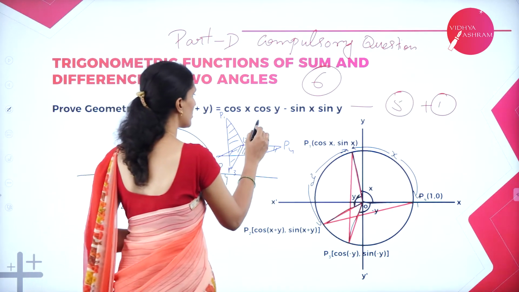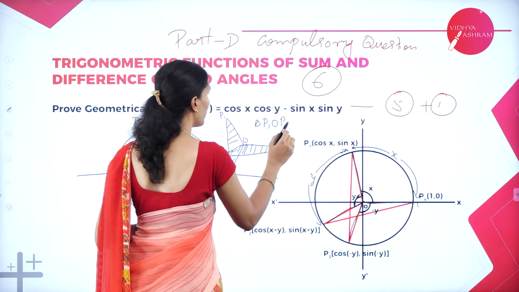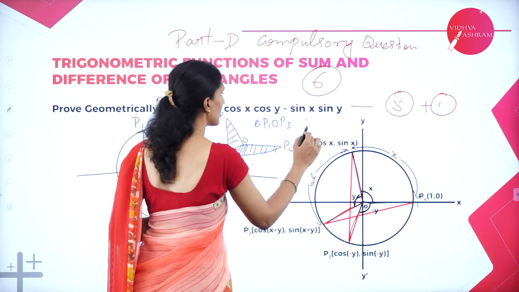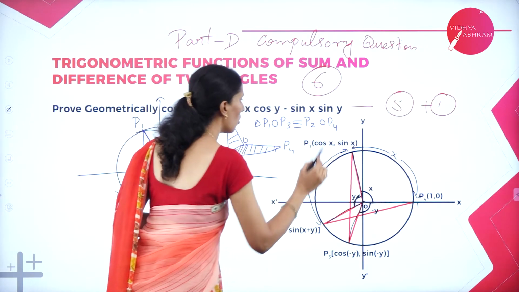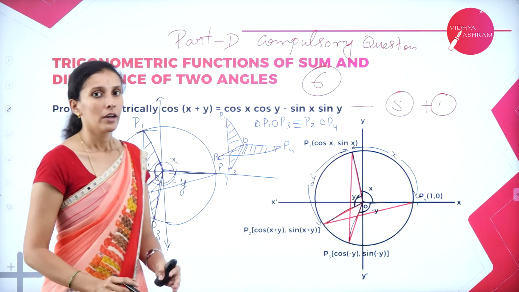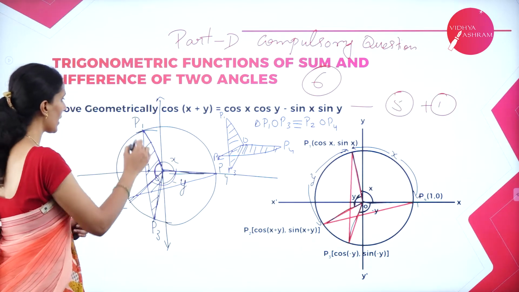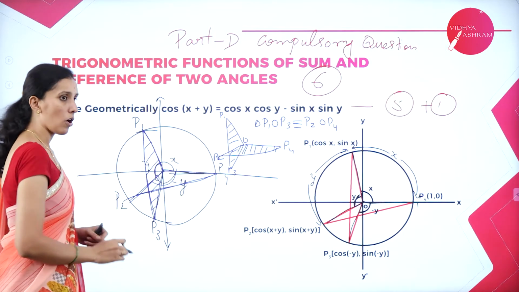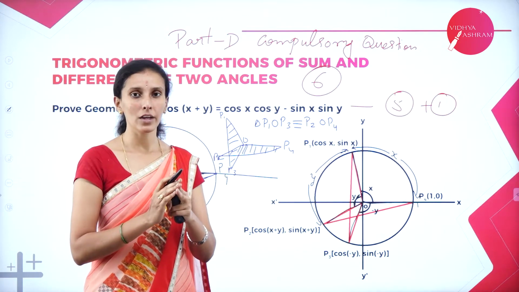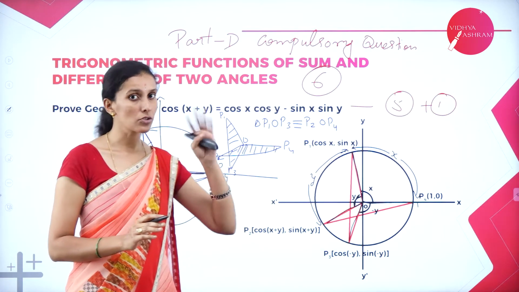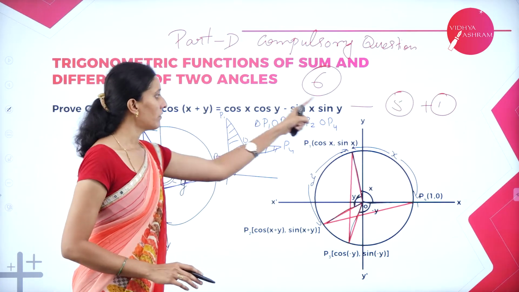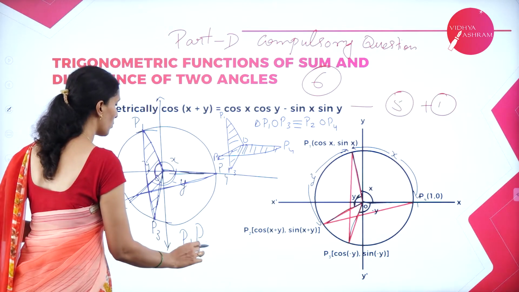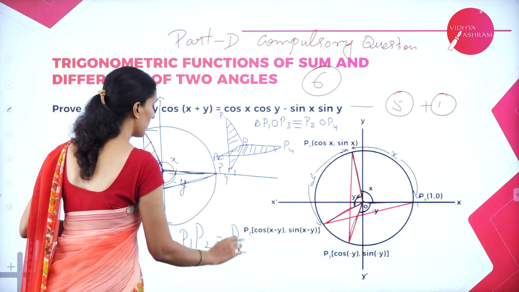That is triangle P1 O P3 and the triangle P2 O P4 are congruent triangles. So if they are congruent triangles, what can I say? The sides P1 P3 and P2 P4 are equal. If two sides and one angle are equal, the rest of the sides and the remaining angles are also equal. So the same concept, if these two are equal, then what can I say? The side P1 P2 is equal to P2 P4.